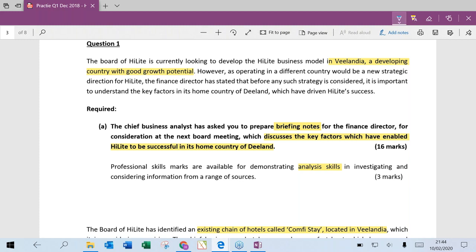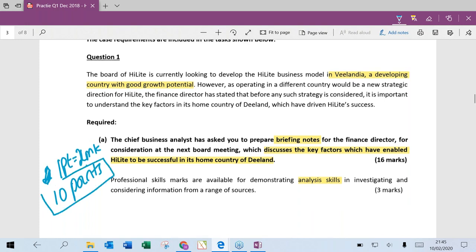So first of all, we need to decide how many points we need to write. Generally, 1 point I take 2 marks. Generally, there are some exceptions. So if we go by this rule, for 19 marks, I need to give, let's say, 10 points. So let's target for 10 points between internal and external. Right. So first thing is the format, briefing notes. Whom is it to be addressed to? The finance director. So let me go to our sheet.